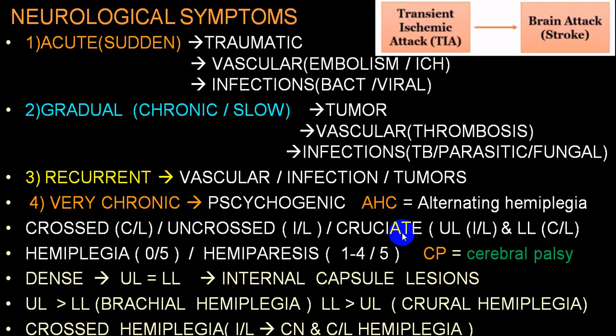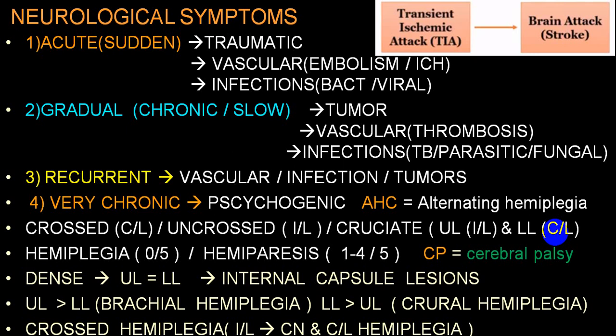Cruciate hemiplegia means, say, there is upper limb involvement on the ipsilateral side and lower limb involvement on the contralateral side. This will happen when there is damage at the junction of the lower and upper part of the medulla, where fibers of both sides are crossing. If we get damage at that site, we can have upper limb involvement on the same side and opposite side lower limb involvement. These two things can happen, and then we label that as a cruciate hemiplegia.